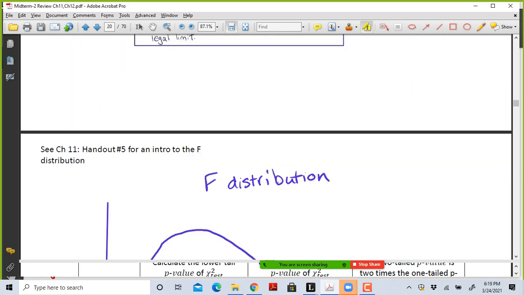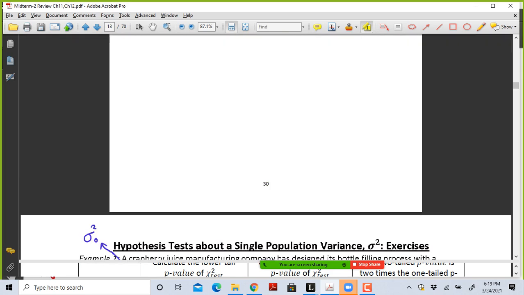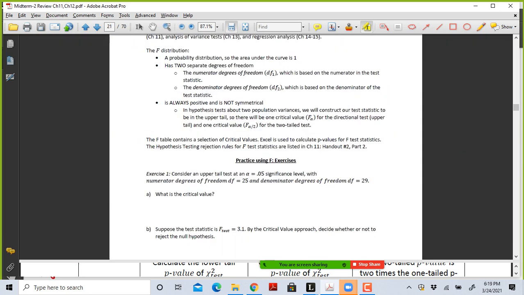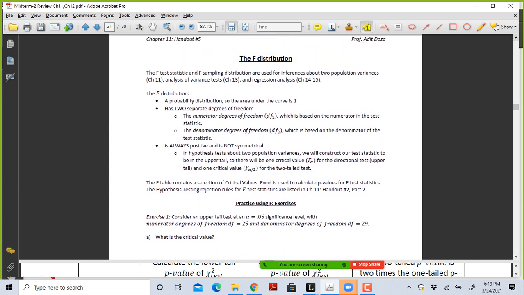So I will definitely ask that one, the single population variance question. There will be a similar problem, not exactly the same problem. Then you need to know what is a F distribution. You need to know their properties. Okay, so write it down in your cheat sheet.